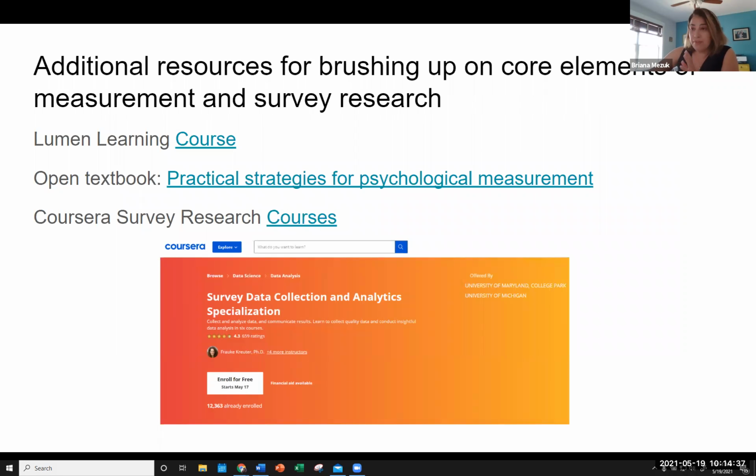So I will send these slides out to everybody. These are all hyperlinked out to different things to help you out here. So there are some additional resources just for brushing up on core ideas about measurement and survey research. I've taken this Coursera survey research course myself. I found it excellent. So I just encourage you to brush up on these things if anything I talked about at the top here wasn't review.